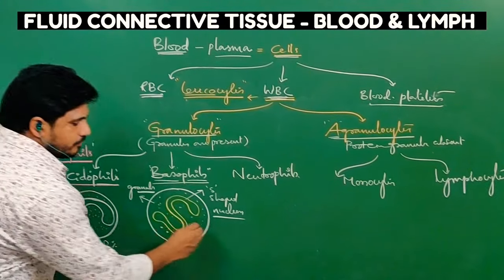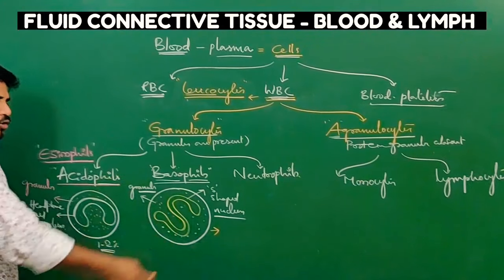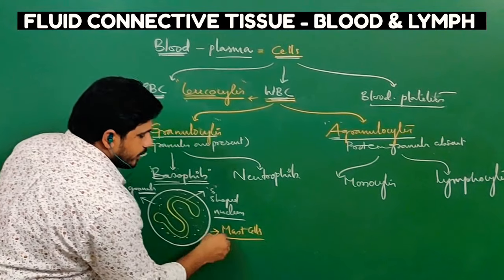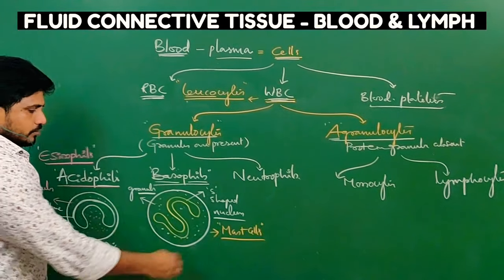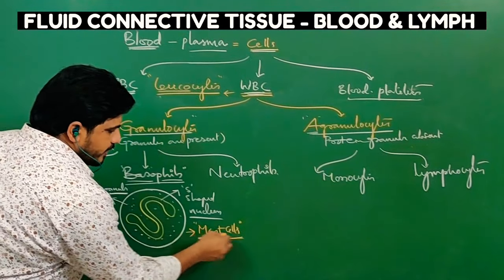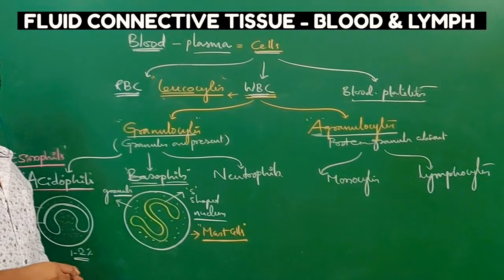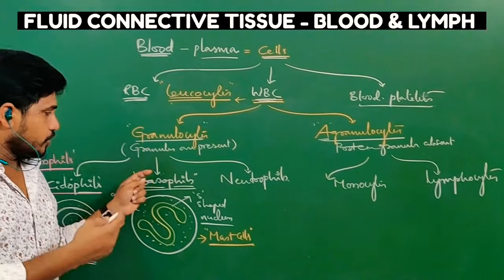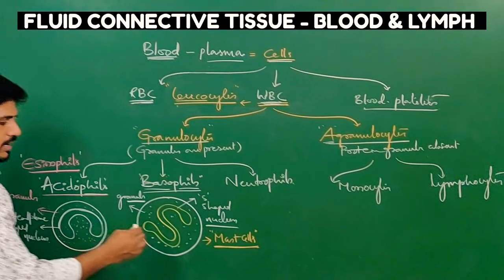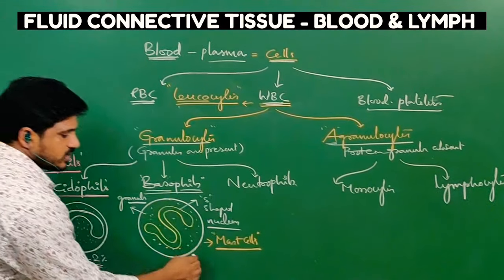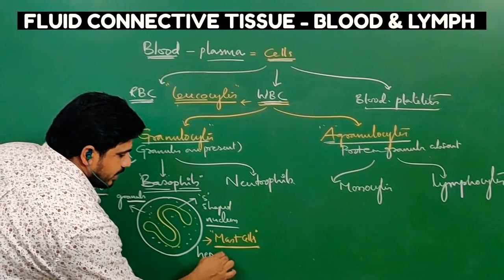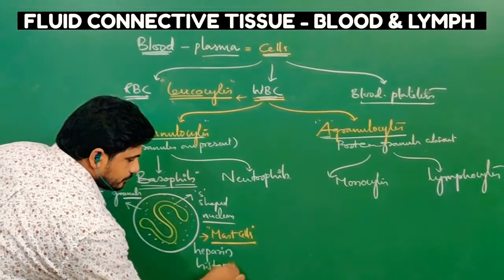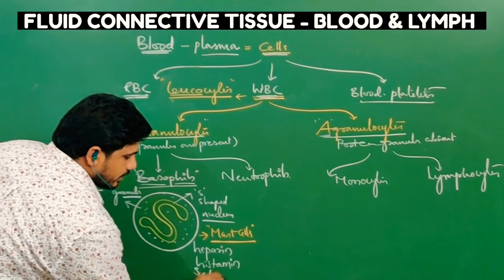These basophils help to produce mast cells in the areolar connective tissue. These mast cells you already observed in areolar connective tissue. Mast cells are modified or matured from basophils. Whatever, they produce chemicals like heparin, histamine and serotonin.